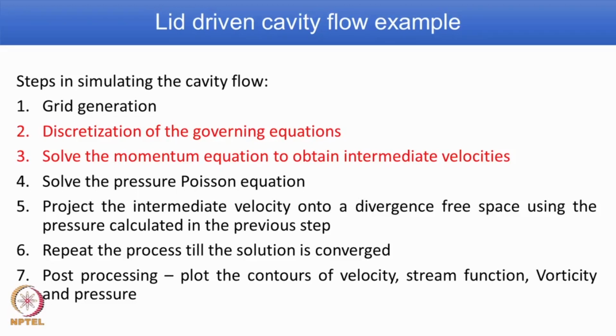Once you get the solution, then we do post processing. So, in this particular module, we are going to talk about two steps, 2 and 3, that is discretization of the governing equation and solving the momentum equation to obtain intermediate velocities. As we did in module 1, in this module also we will show the corresponding code and explain each step.